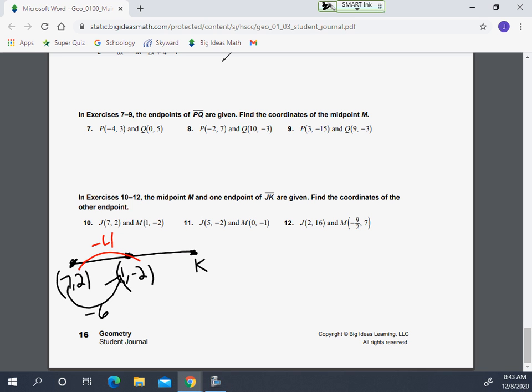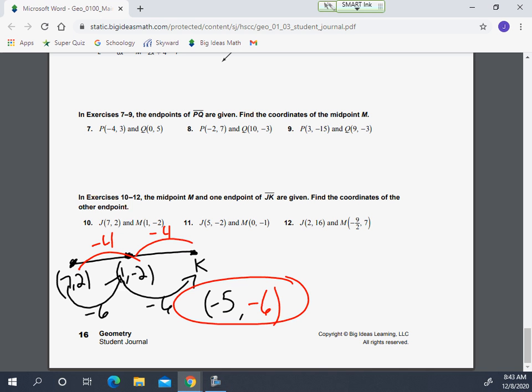Well, that's what we have to do again. We have to repeat that to get to K. So 1 minus 6 gets us -5. So we know that our x-coordinate is -5. And if we go from -2 and we do -4 again, -2 minus 4 is -6. There's our coordinates. Okay. All right, so try those last two. Those can get a little tricky. All it takes is a little bit more practice.